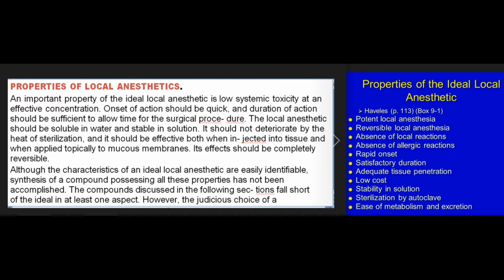Properties of local anesthetics. An important property of the ideal local anesthetic is low systemic toxicity at an effective concentration. Onset of action should be quick, and duration of action should be sufficient to allow time for the surgical procedure. The local anesthetic should be soluble in water and stable in solution. It should not deteriorate by the heat of sterilization, and it should be effective both when injected into tissue and when applied topically to mucous membranes. Its effects should be completely reversible.